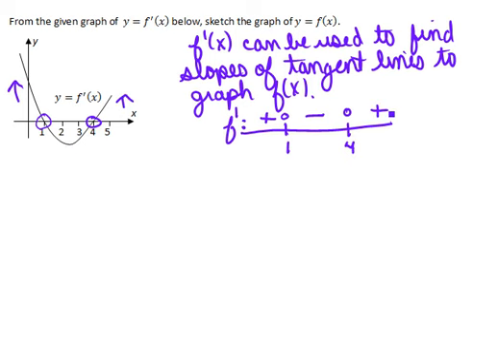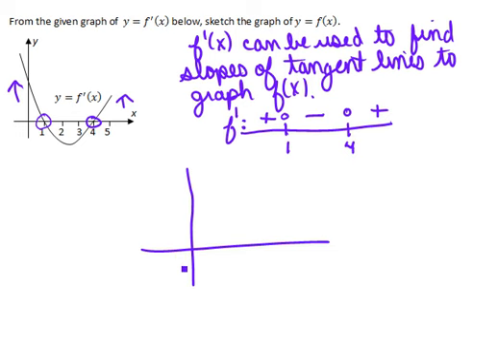So I'm looking for a function whose derivative, the slope of the tangent line, is positive until I get to 1, and then I have a slope that's 0. So I have either a hill or a valley of some sort, or possibly a cubic shape. Then the slope goes negative, it's 0, and it's positive again. So let's see if we can come up with a graph that would have this for its slopes of its tangent lines.